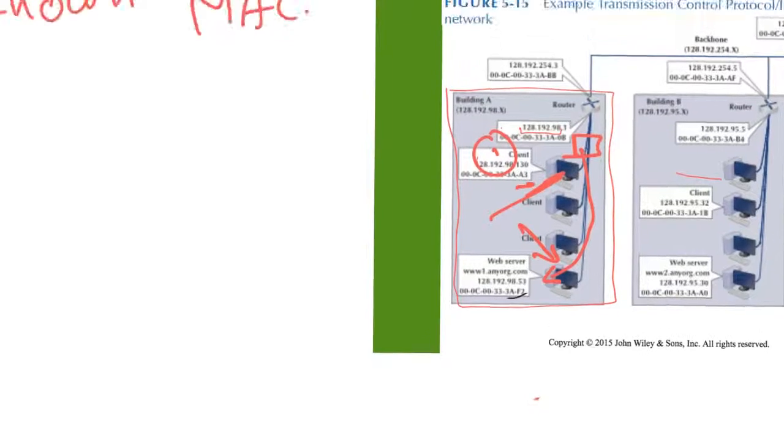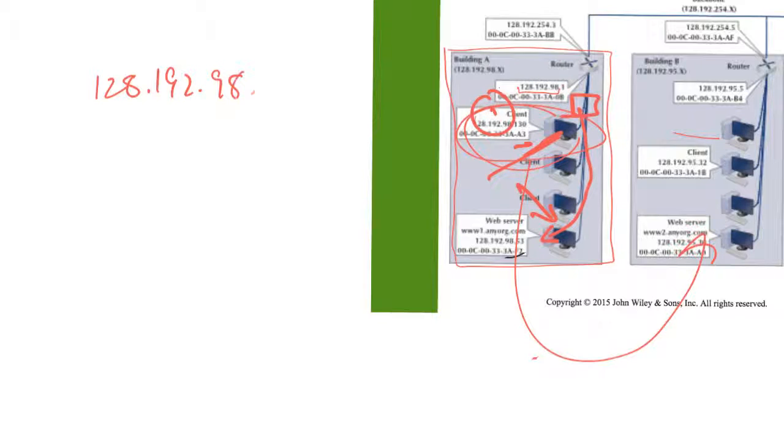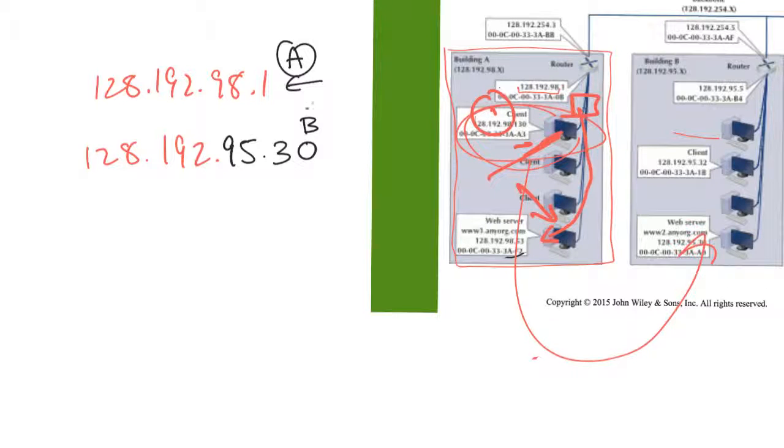The next example I want to address is, what if the client in building A would like to talk to the server in building B on a separate network? So the source IP address in this case will be 128.192.98.1. And the destination IP, so this is the source IP of the client in building A. This is the destination server in building B.